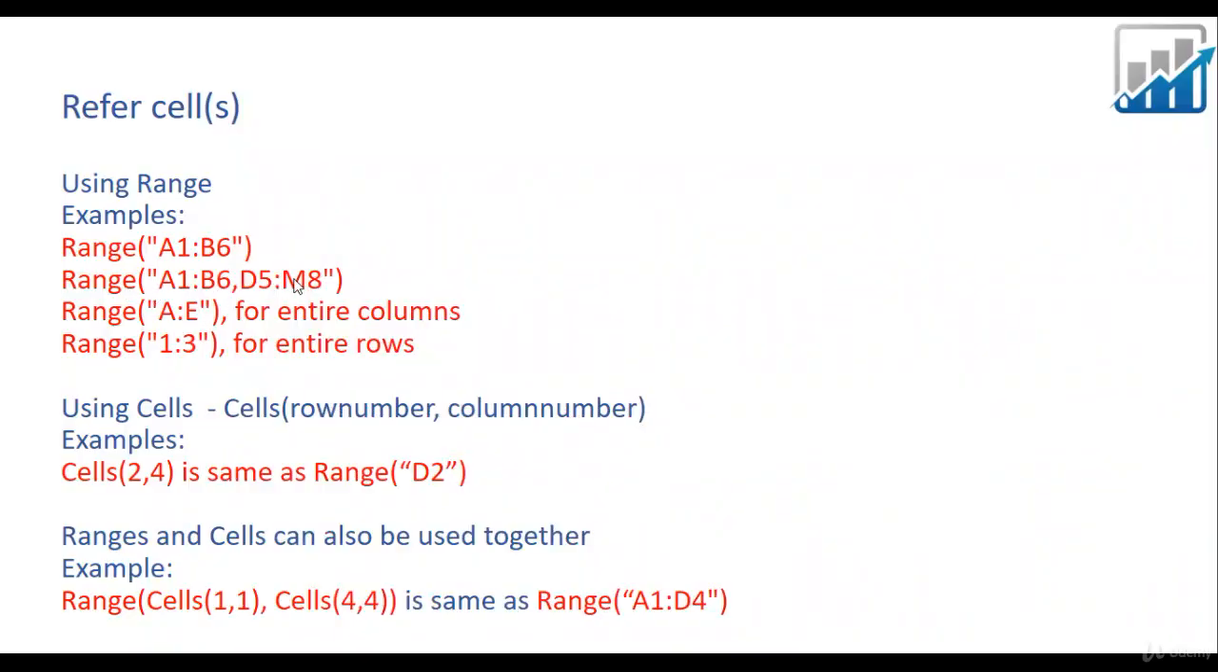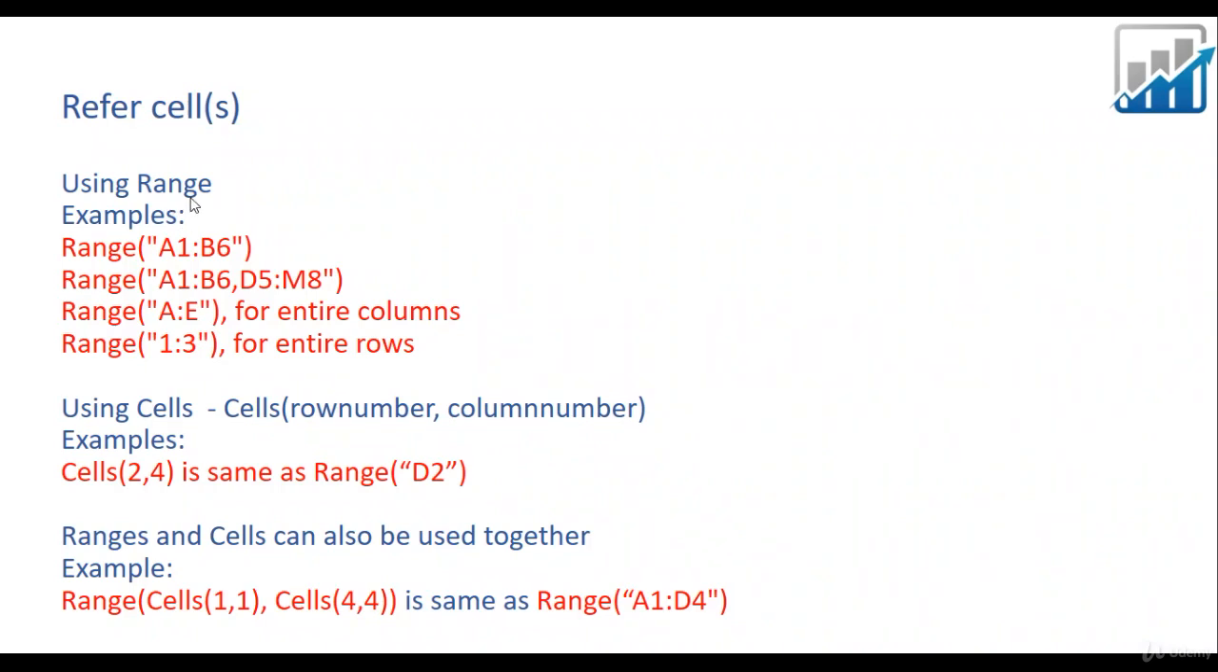Similarly, you can select two ranges also, so it's not always necessary that all the cells need to be together. Then you can also select the entire columns. So if you look at range A to column E, we'll select these 5 columns A, B, C, D, E, and we'll select all the cells of these columns. If I look at range 1 to 3, that is used for selecting the first 3 rows, 1, 2, 3. So we'll end up selecting all the cells in these rows.